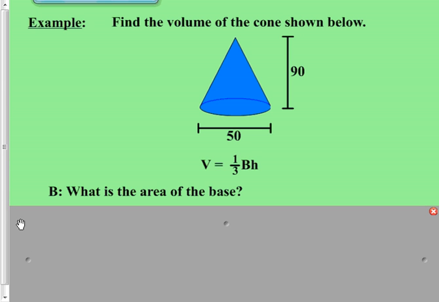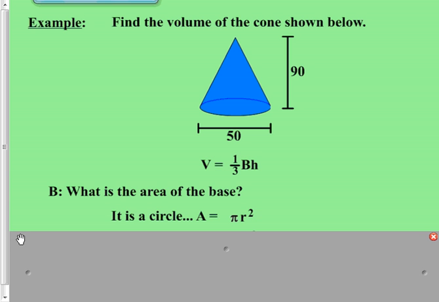Our big B, what is the area of the base? Well, obviously we have a circular base this time, so we're going to use the formula for the area of a circle, which is pi r squared. All we need to know in order to calculate the area is the length of the radius, and of course our radius would be half of that diameter.